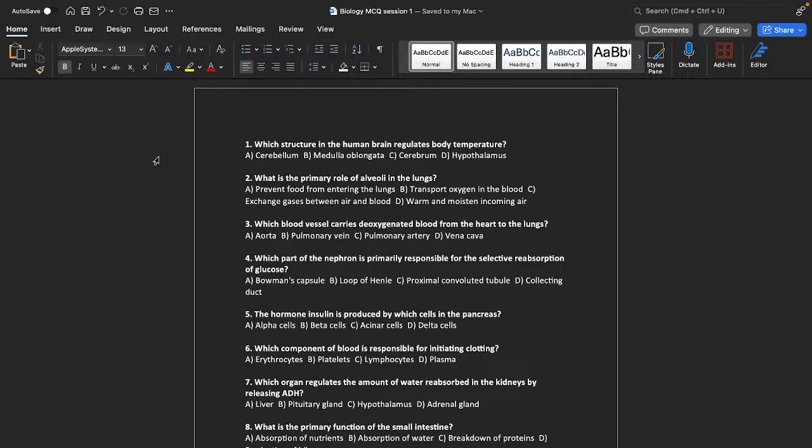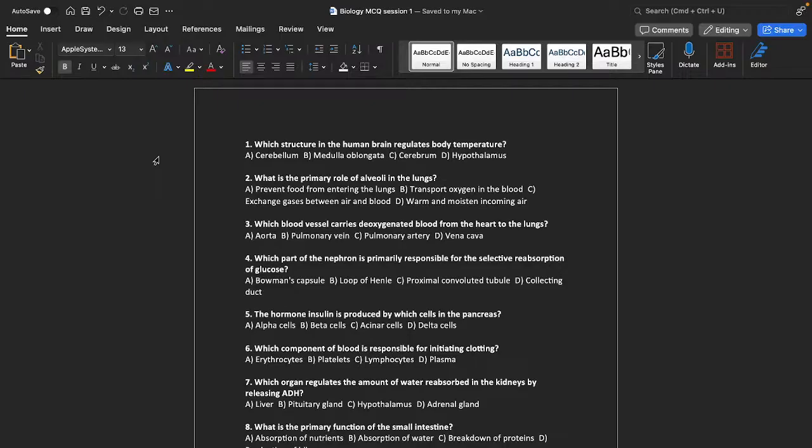Which of the following is a function of the liver? Produces insulin, filters nitrogenous waste, stores bile, detoxifies harmful substances. So the correct answer for this question is detoxifies harmful substances. It doesn't store bile. Bile is stored in the organ we call the gallbladder. Filtering nitrogenous waste is done by the kidneys, and production of insulin, as we saw earlier, is done by the beta cells of the pancreas.